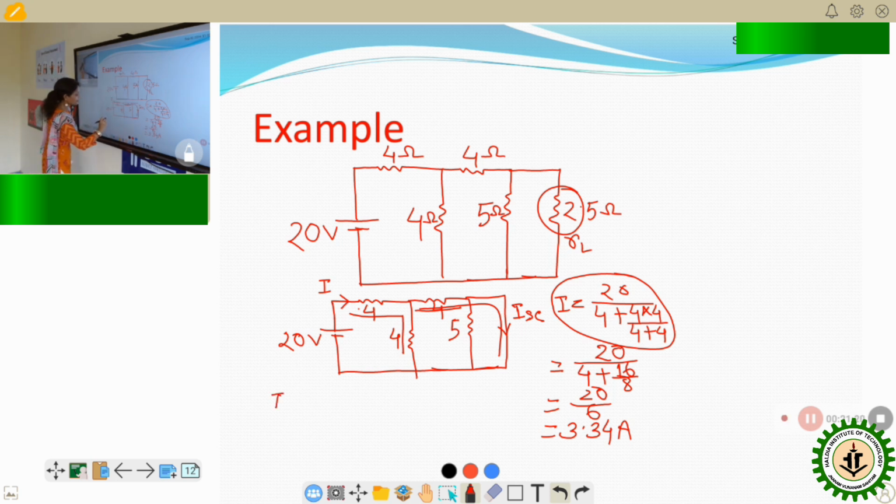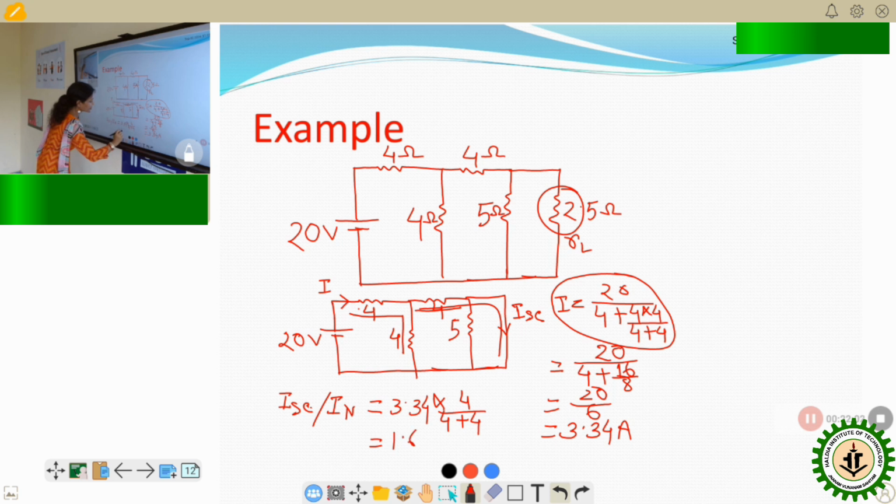Now ISC or IN will be equal to total current I, that is 3.34 multiplied by the opposite resistor 4 divided by the total resistor 4 plus 4. Now it will be 1.67 ampere. It is ISC.